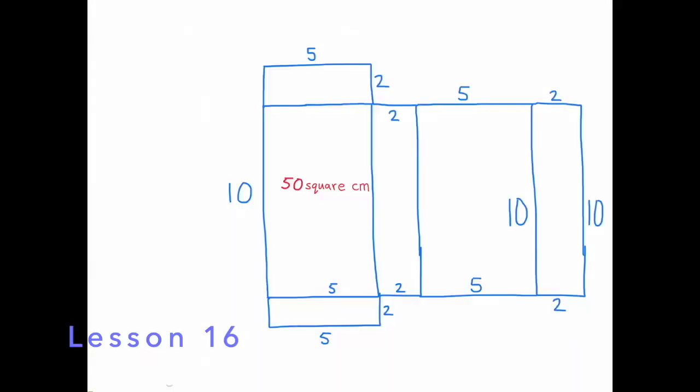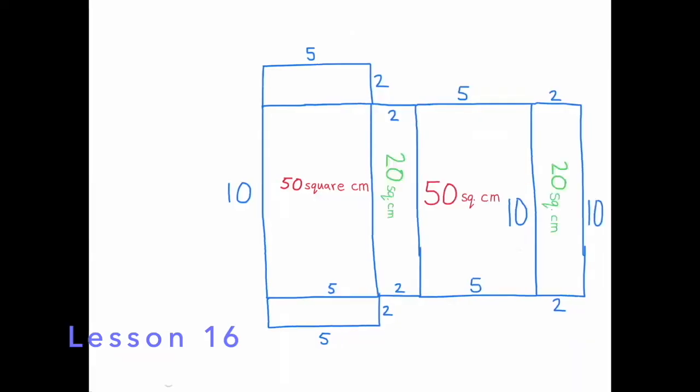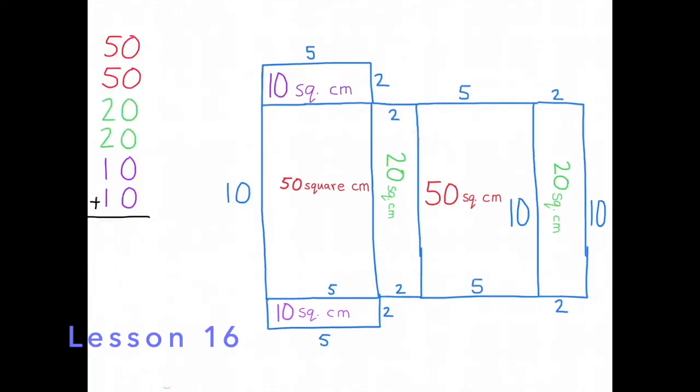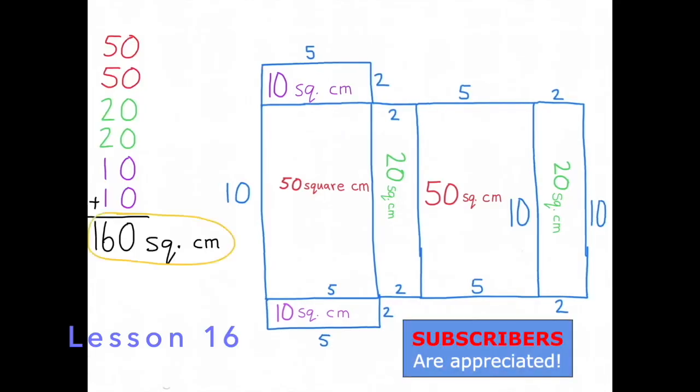The surface area of the top is 50 square centimeters, the bottom is 50 square centimeters, the front and the back are 20 square centimeters each, and the right side and the left side are 10 square centimeters each. The total area of all of these sides combined will be the surface area of the rectangular prism. The surface area of the rectangular prism is 160 square centimeters.